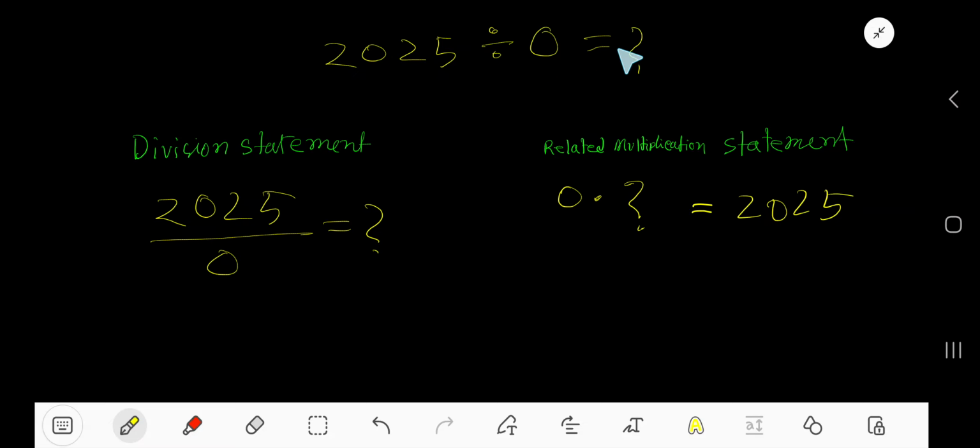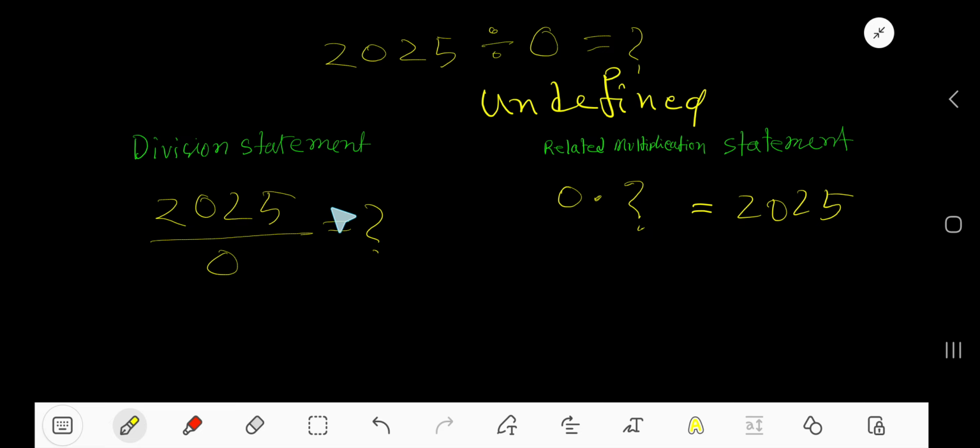2025 divided by 0. The result is undefined. Let me explain. Undefined. Look, 2025 divided by 0 equal to what?